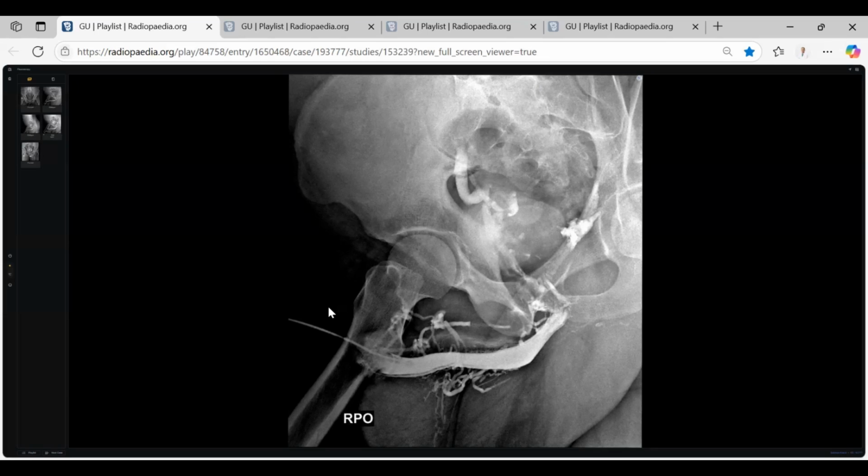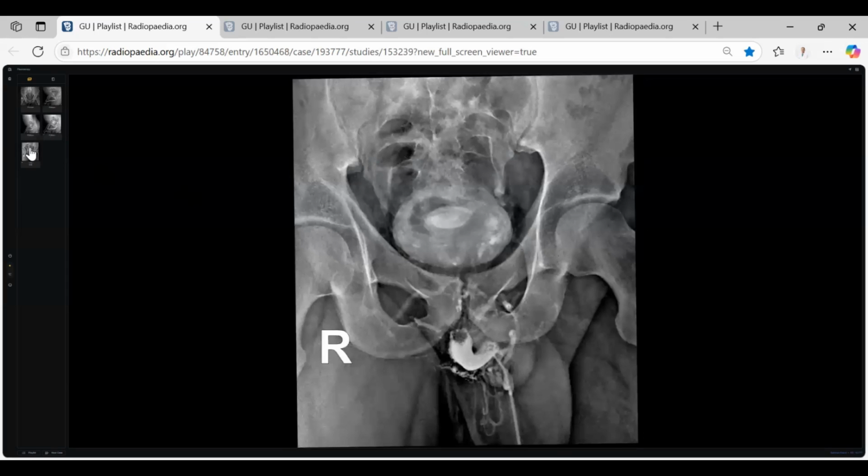Any history? No history of trauma, sir. Any history of instrumentation? Nothing. What happened here, doctor? Where is the contrast going? The next question you should ask yourself is whether the urethra is intact or not. Sir, the urethra is intact anteriorly, but posteriorly I could see the contrast passing into... I think it's a vas deferens. I'm not sure.